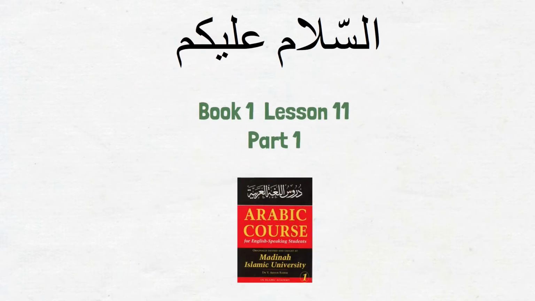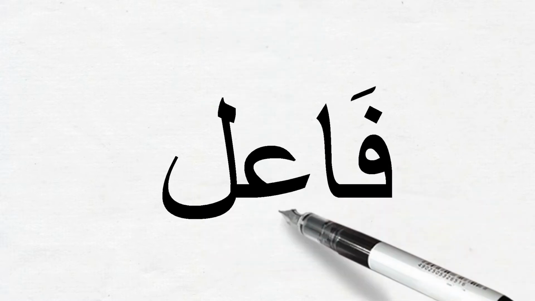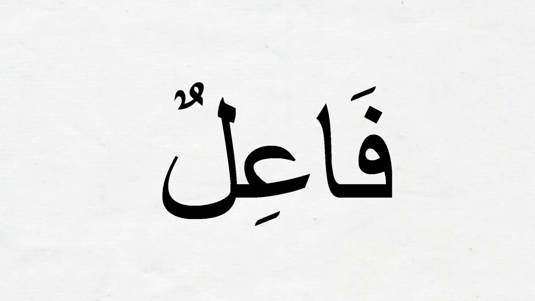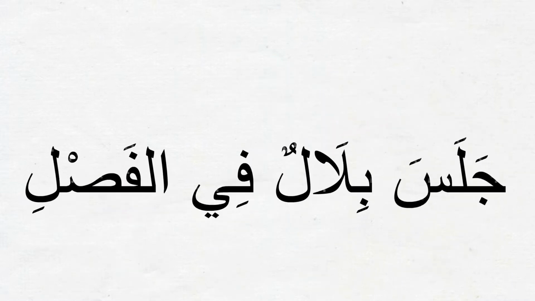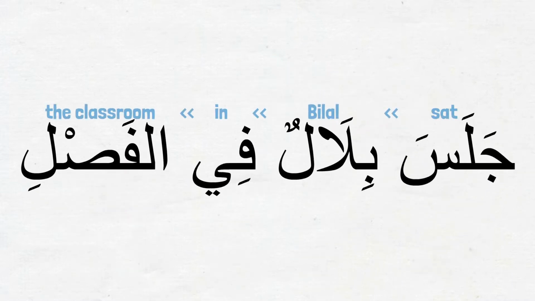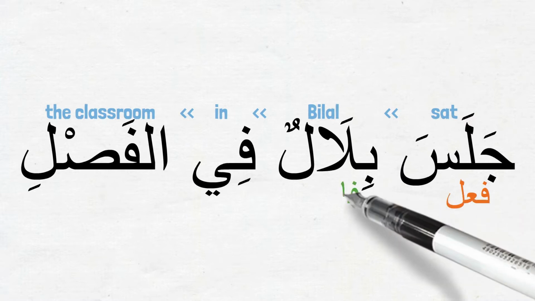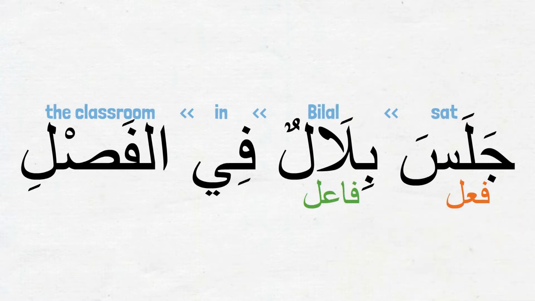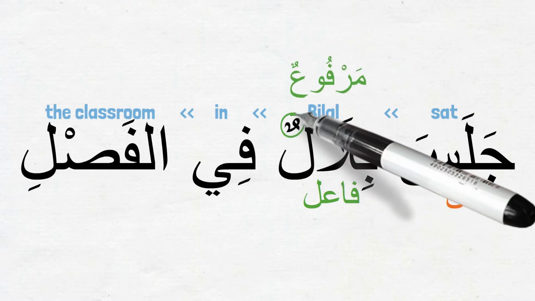In this lesson, we'll get introduced to a new concept in fi'liya sentences. We already know what fa'il is in fi'liya sentences, right? It is a doer of the action. For example, in جلس بلال في الفصل, جلس is fi'l, and the مرفوع اسم بلال is the fa'il, or the doer of the action. So the important rule we should keep in mind about fa'il is that it is marfu'.